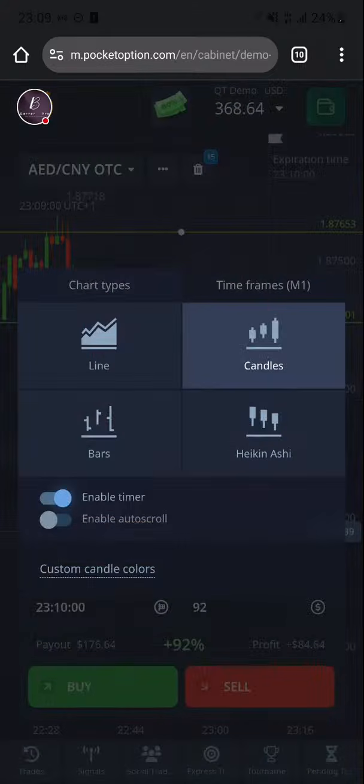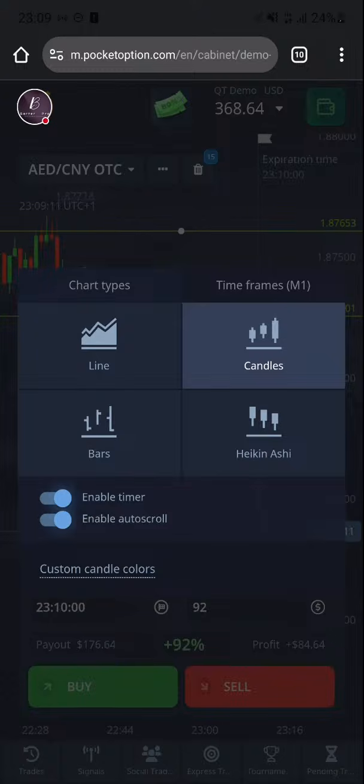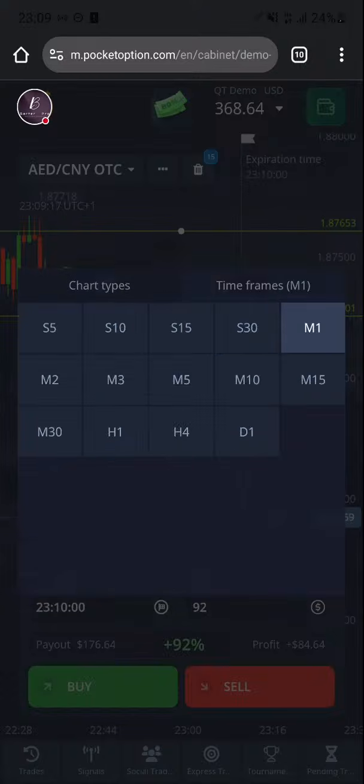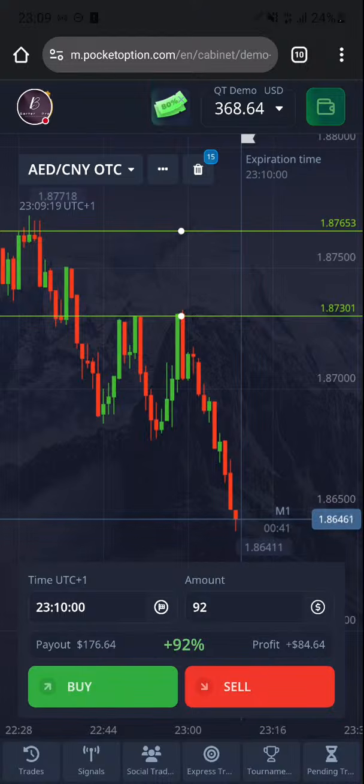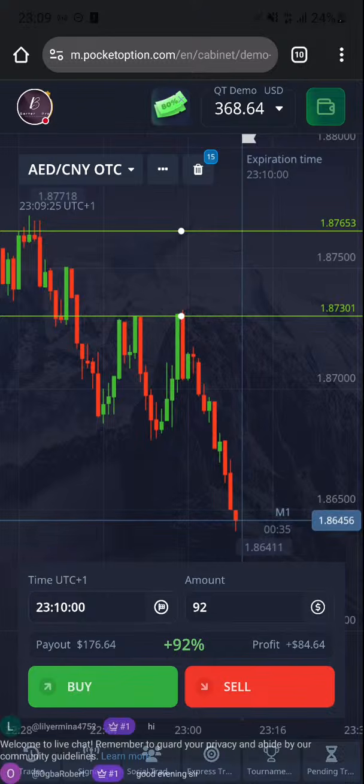Now today's setup is going to be simple, just like before. The chart type is going to be candlesticks, and we'll enable this timer so that the candles can have the timer on it. Then we'll disable this auto scroll thing, and the time frame is going to be M1, and we'll come to this trade time area. This is a regular clock mode, but we are going to use the flag mode.